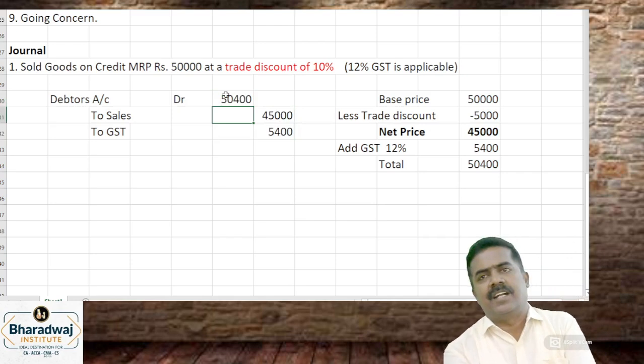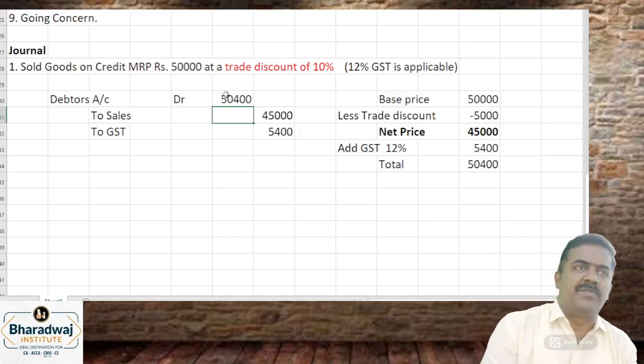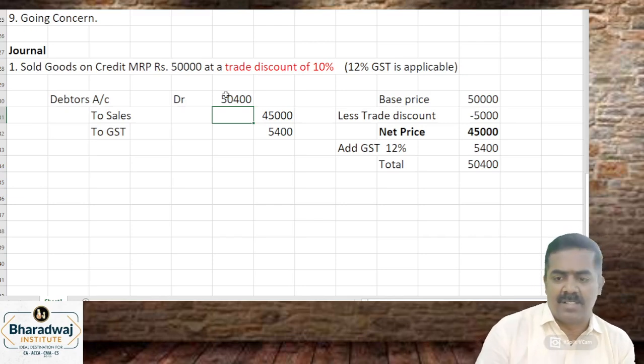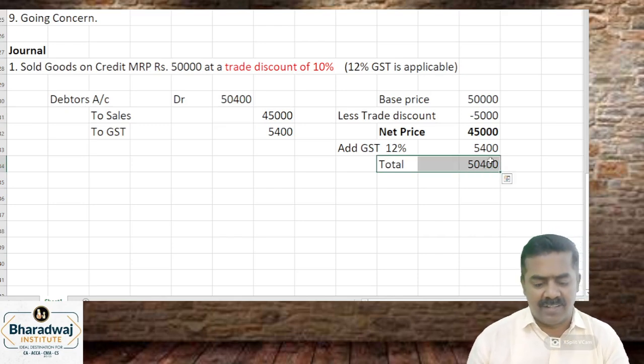So here, the kind of question they can ask is, how much of sales account will be credited, or how much will be credited to which account? Sales account. Sometimes students will take the entire 50,400.